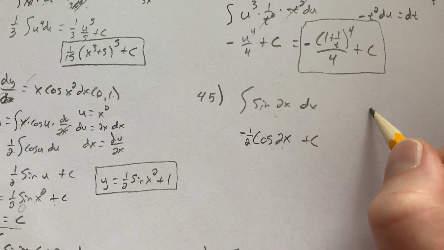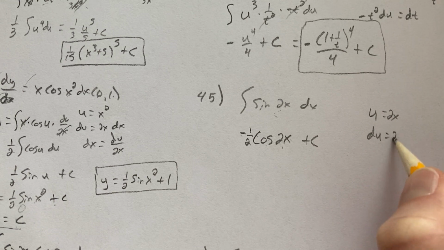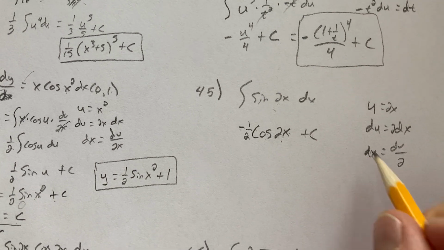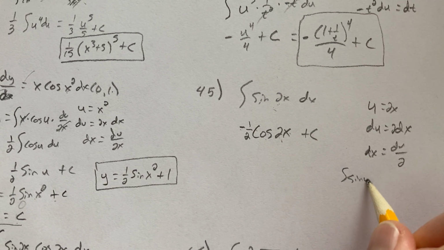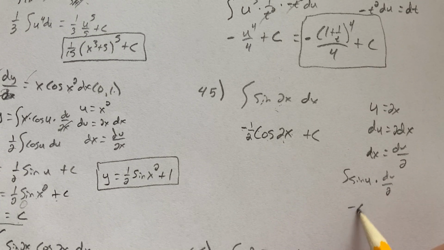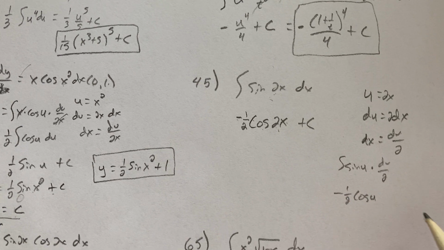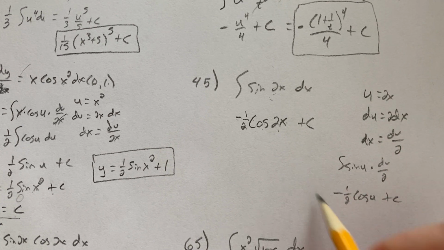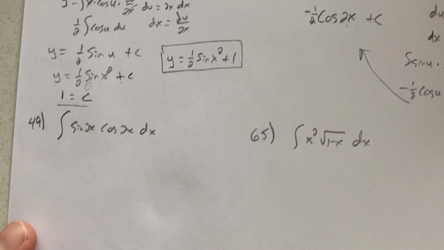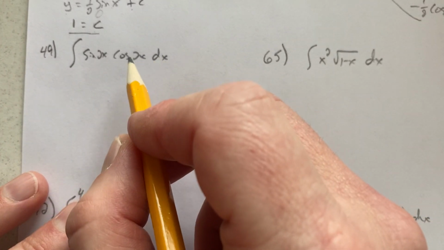Others of us make u equal to 2x. du would be 2 dx. So dx would be du over 2. And then you get the sine of u times du over 2, which integrates to negative cosine u, actually negative 1/2 cosine u plus c. Put the 2x back in, we get the exact same answer. Choice is yours. On 49, though, this one's a little goofy because we got the sine and the cosine.